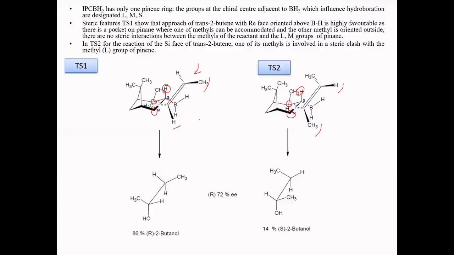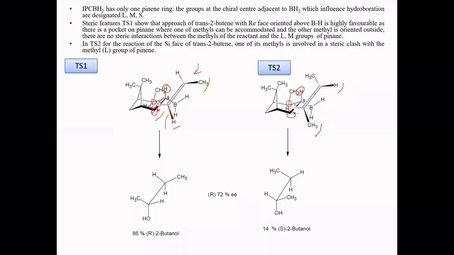Now you can see here transition state number 1 and transition state number 2. Compare both and find out which is suitable and which is not, and why. Percentage wise it is visible that transition state 1 is preferred, but why is it so? This is the medium group which is above the plane and this is the proton which is above the plane. So now they have interaction.